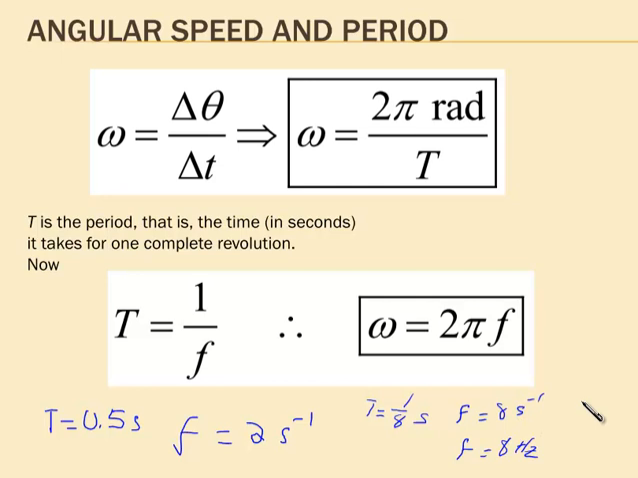So this is a very important relationship, so make sure you have this memorized. The angular speed is equal to 2 pi divided by the period, or likewise, and this is perhaps the more popular version, omega is equal to 2 pi f, 2 pi times the frequency.